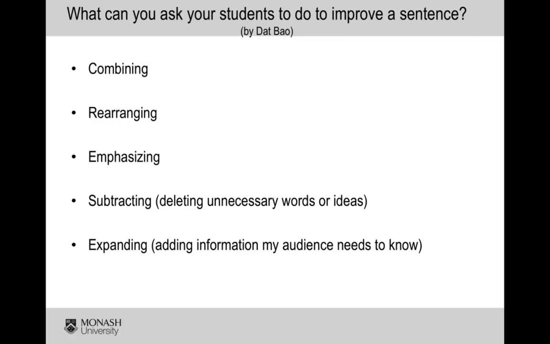Subtracting: sometimes students use words that they don't need or ideas that they don't need. This is something hard even for university students, who write a paper and it's over the word count. How do you actually narrow that down? That's a skill they have to learn. Expanding: adding information that the audience needs to know. You can expand in a variety of ways, for example by getting them to provide more descriptive language. So these are all ideas on how students can improve a sentence.